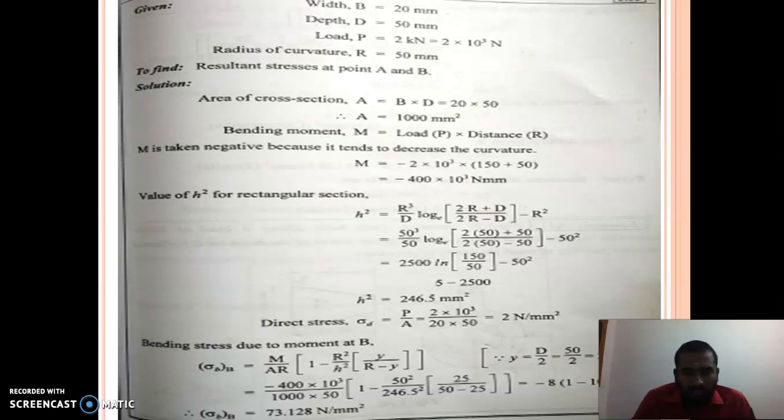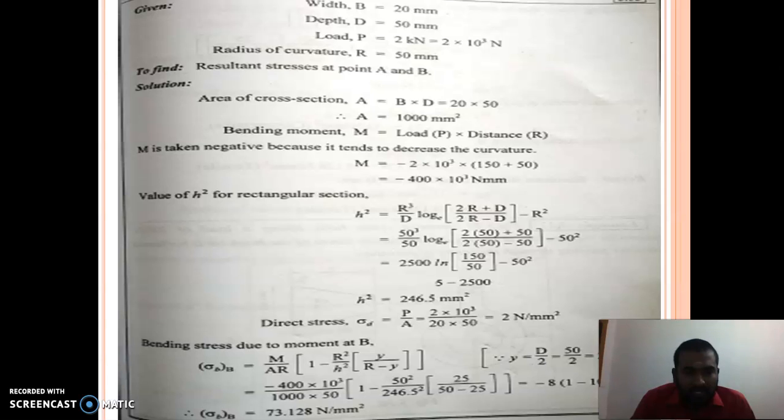As I told you earlier, there will be two stresses acting upon this curved beam. One is direct stress. We can calculate by the formula P divided by A. So here the force is 2 into 10 power 3 Newton. The area is, we calculated 1000 mm square. So we are getting direct stress as 2 Newton per mm square. It will be of tensile nature.